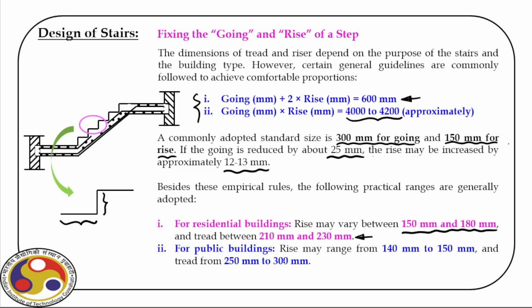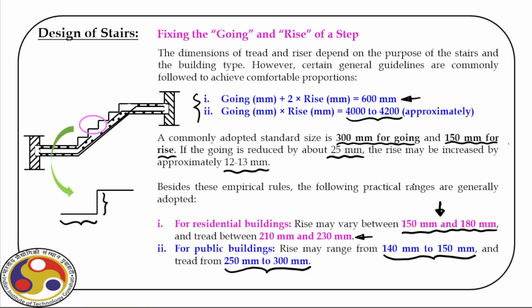For public building, obviously, this going is slightly more, so it is between 250 to 300, and the rise is between 140 to 150. So these are some standard rules. We can stick to them and design a comfortable stair.